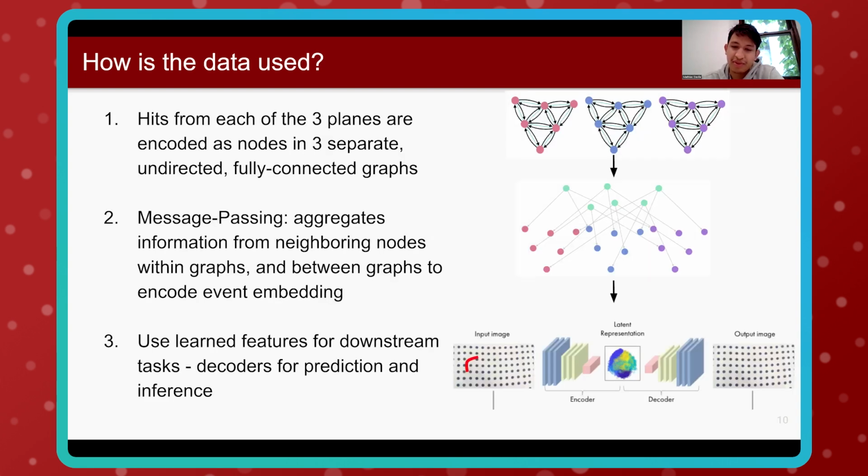So the GNN model works in the following way. Hits from each of the 3 detector planes are encoded as nodes in 3 separate, undirected, and fully connected graphs. During training, message passing iterations happen both within and between the 3 graphs to learn node and edge features. Finally, we will be able to use these features for downstream decoding tasks.